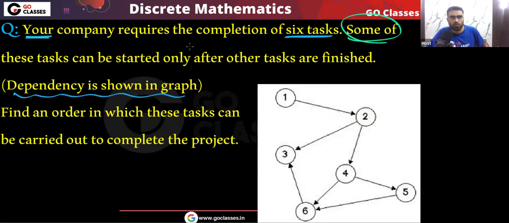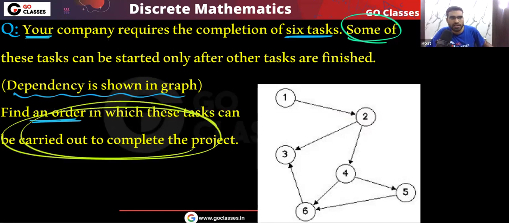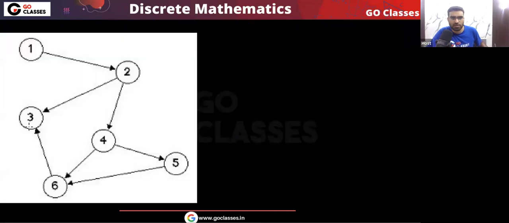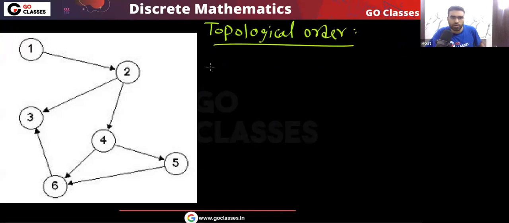Now you tell me, find an order in which these tasks can be carried out to complete the project. I want to complete the project. In which order can I complete the project? The answer is quite simple. Basically, what you need to find is the topological order. These tasks, what you can do in this order.